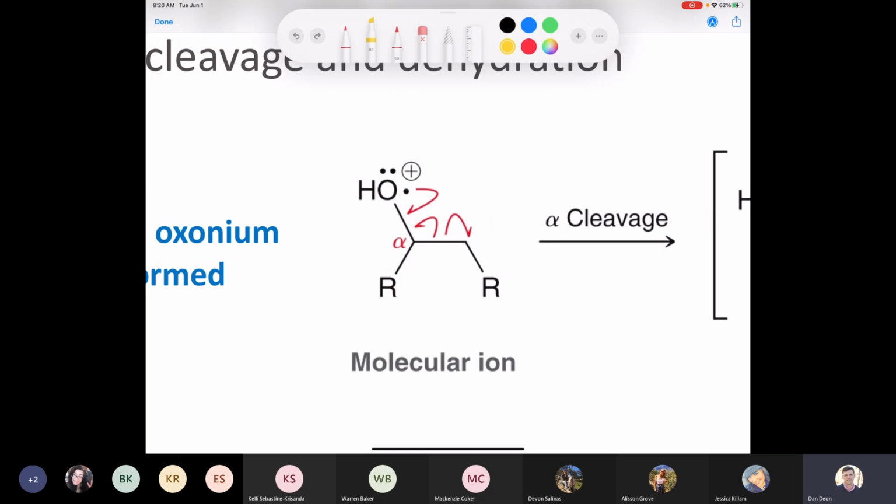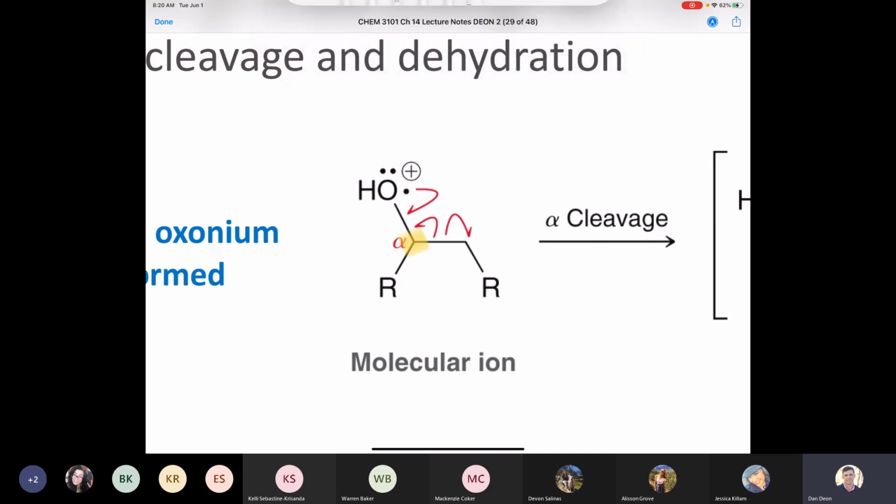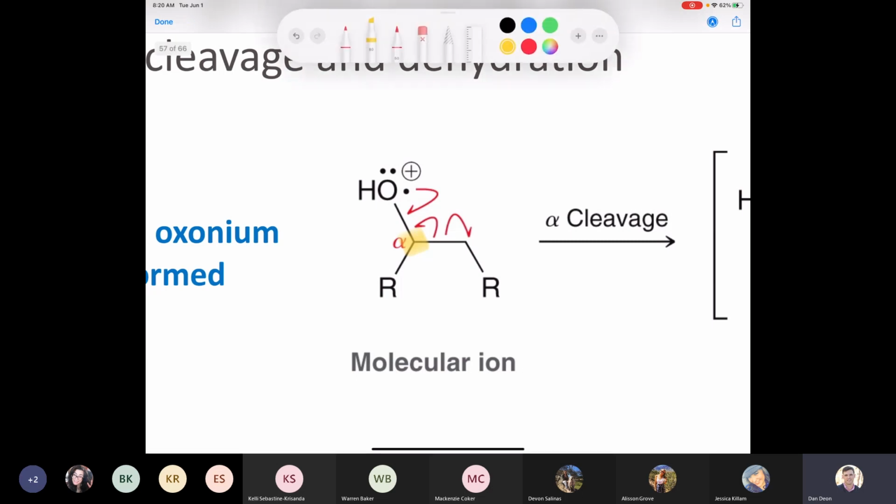The carbon that the oxygen is connected to, here's the oxygen of your alcohol, the carbon that it's connected to, that's called the alpha carbon. That's why it's labeled with the Greek letter alpha. Any carbon attached to the alpha carbon is called a beta carbon. So if we label this as a beta carbon here, this one right here, what you're going to see is that oftentimes an alcohol will break between the alpha and the beta carbon, okay?